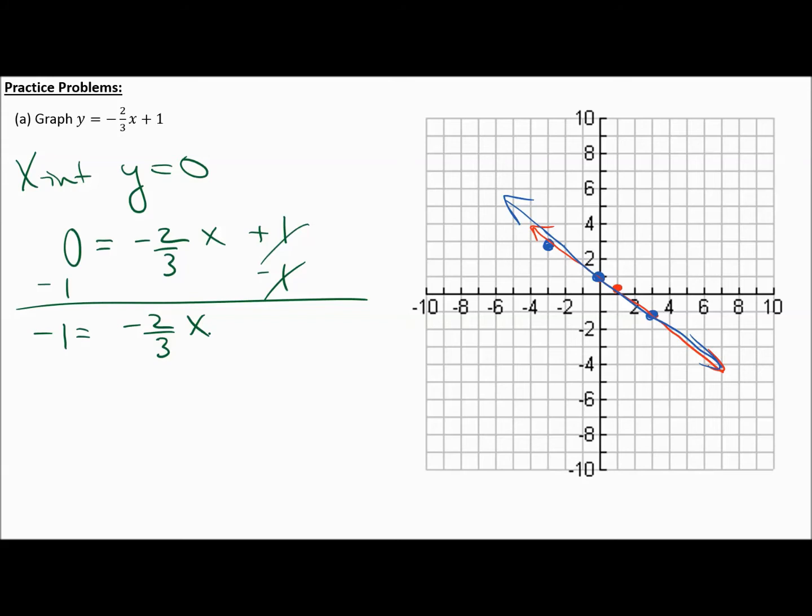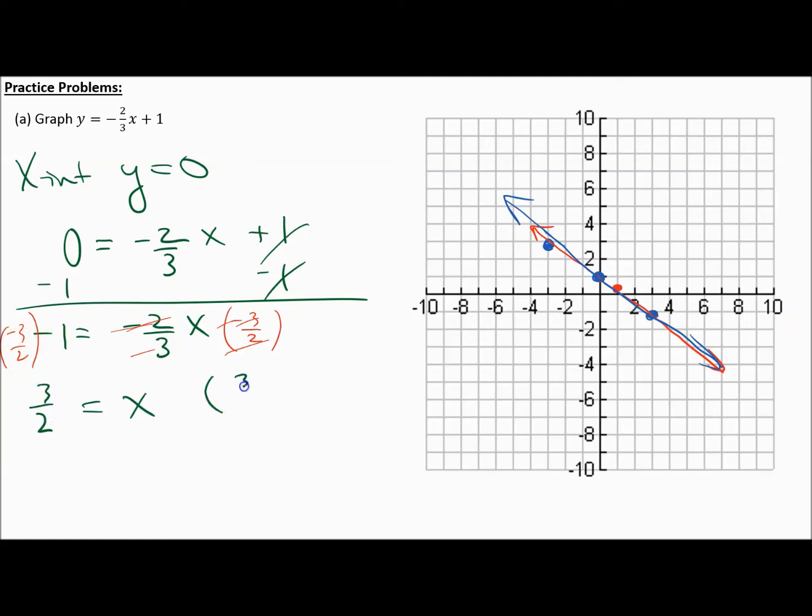Remember, the goal is to get the x by itself. Now to do that, I need to multiply both sides by the reciprocal. The reciprocal of negative 2/3 is negative 3 over 2. If I do it on the left, I'm required to do it on the right as well. Why? Because the 3's cancel, the 2's cancel, the negatives cancel. In other words, I'm left with just simply x on the right. Now negative 3 over 2 times negative 1 is positive 3 over 2.